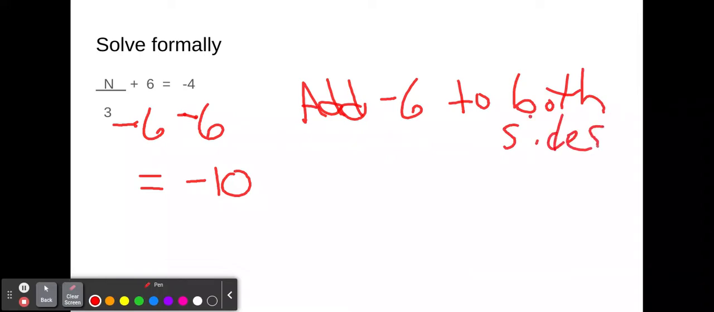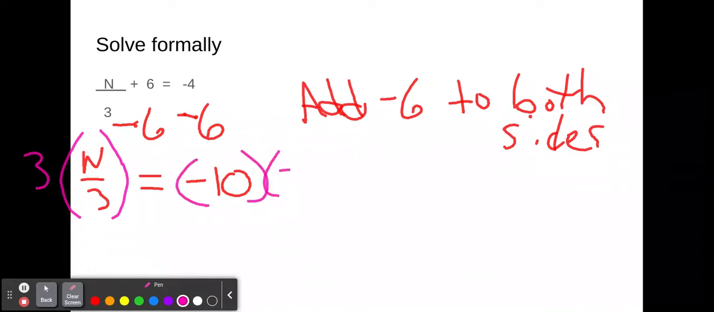Because adding a -6 or subtracting 6 are the exact same thing. So we're going to keep throwing some negatives in there. So now we have n divided by 3 gives us our -10. Since this is division, we're going to multiply both sides because it was division in the equation. So we're going to multiply both sides by our 3 and show that with parentheses.